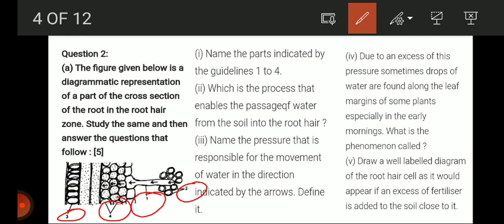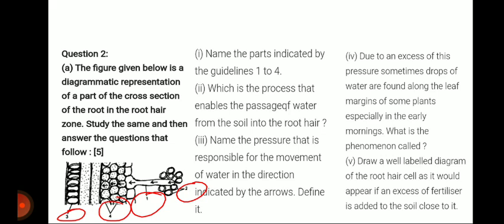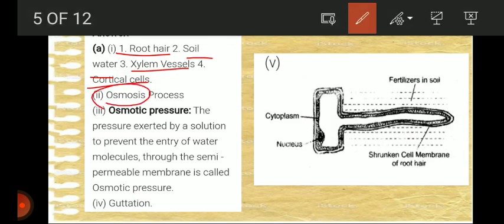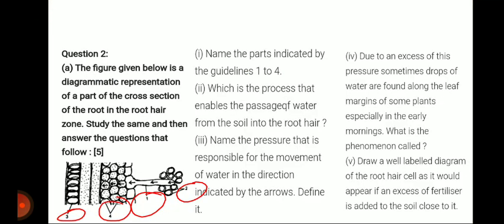So you have to just mention the process which actually helps the water to pass into the root hair from the soil, because you know that water is present in the soil. So what is the process which basically enables that water to pass from the soil into the root hair? Of course, it is osmosis. Through cell to cell osmosis this is possible.